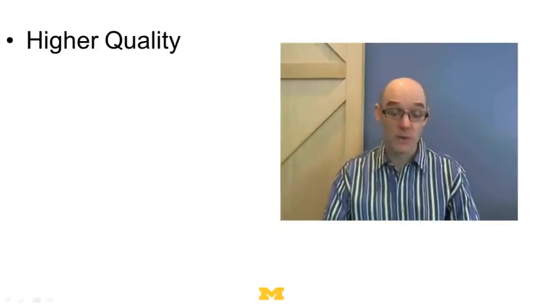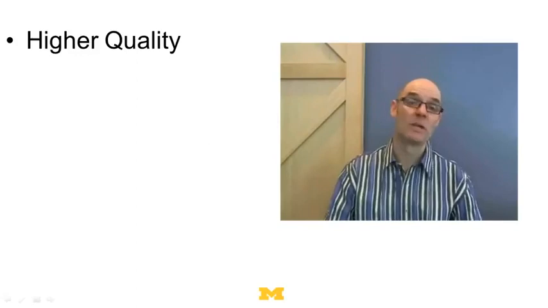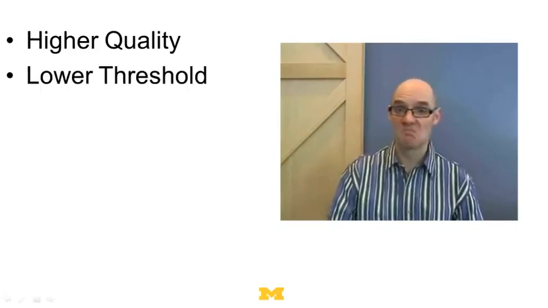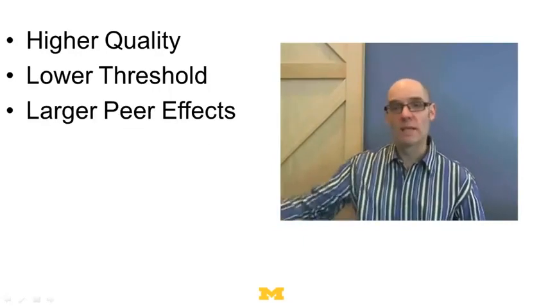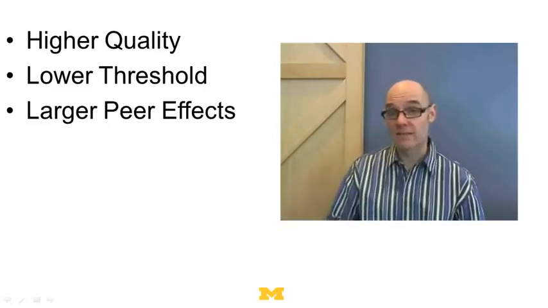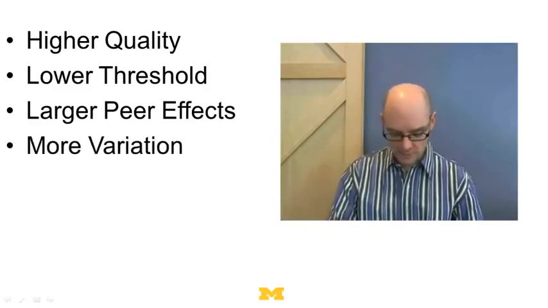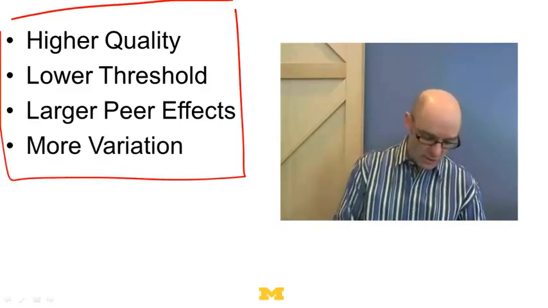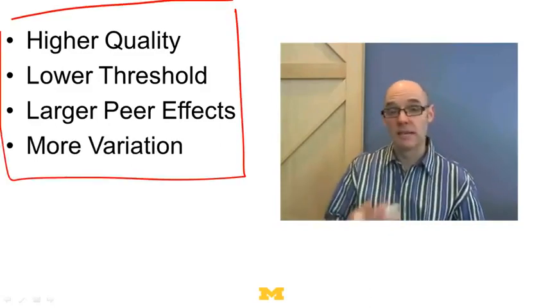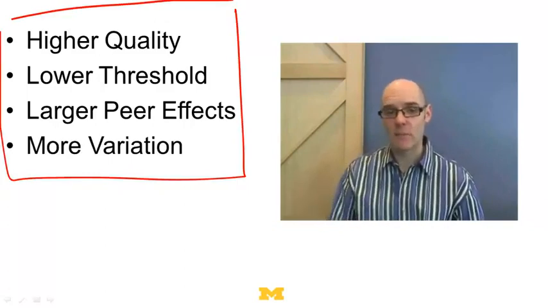So let's think about what we know. What did we learn? Higher quality show, more likely to be a standing ovation. Not a surprise. Lower threshold for standing, more likely to be a standing ovation. Again, not a huge surprise. People more willing to stand up, jump on the bandwagon, lower X, more likely to be a standing ovation. Larger peer effects, what do I call that? And the last thing is more variation. If there's more variation, more diversity in that error term, then more likely to get a standing ovation.